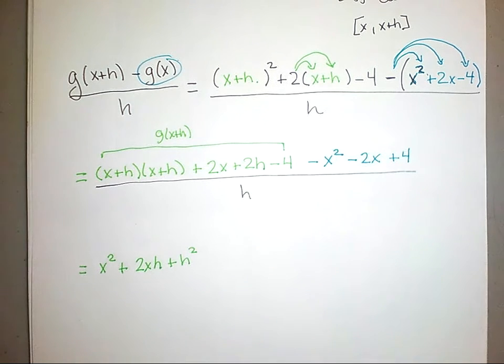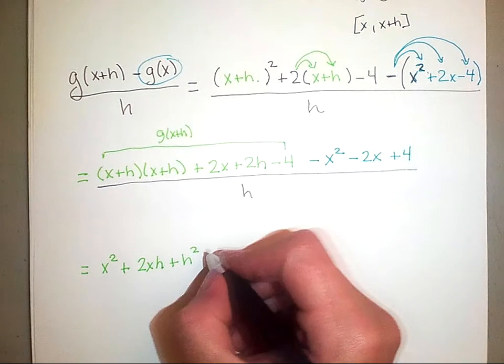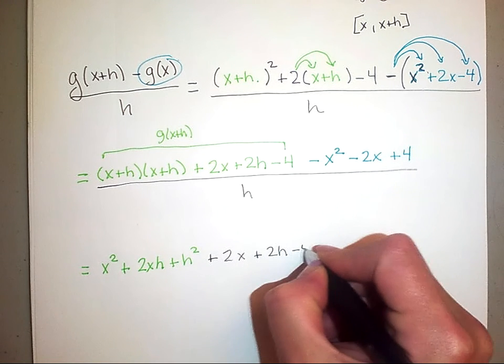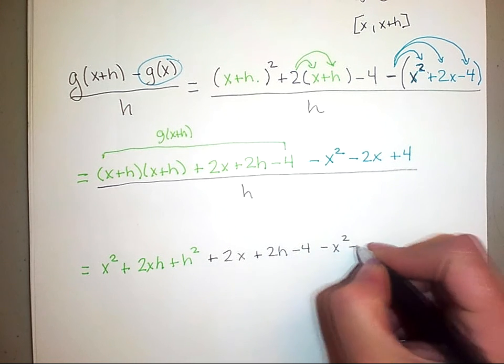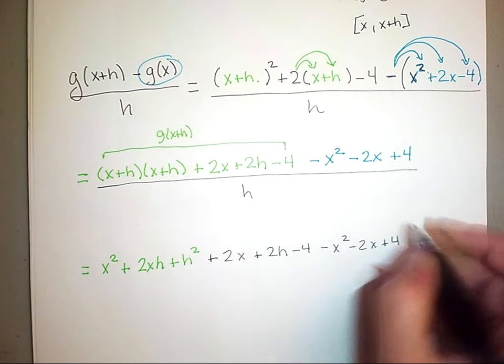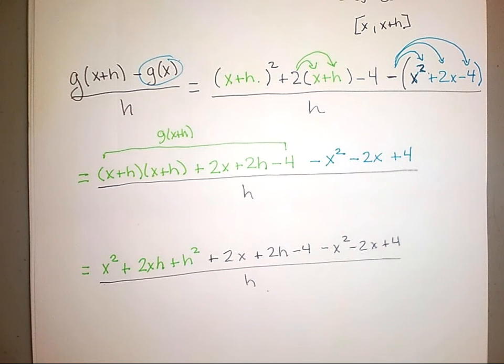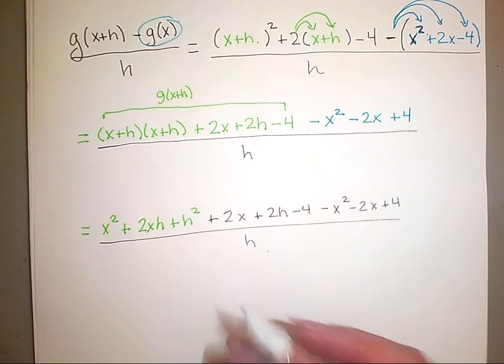But there's still some more work to do. Let's FOIL this out. This would be x squared plus xh plus hx. And remember, multiplication commutes, so this is just 2xh plus h squared. And then I'm just going to copy the rest.